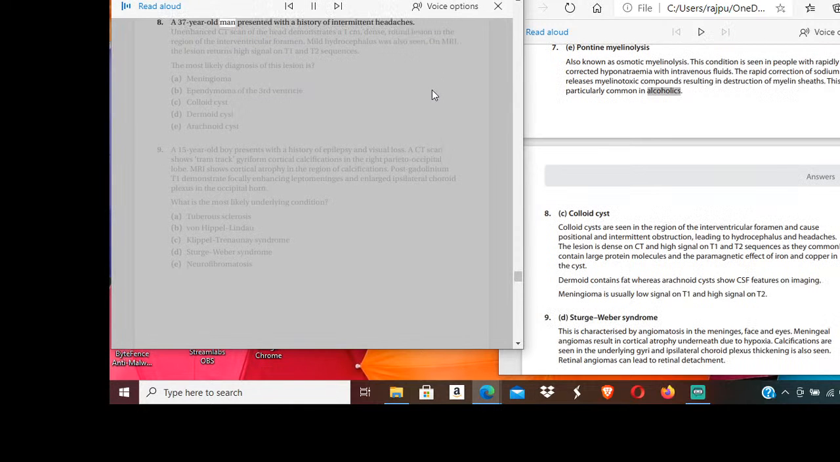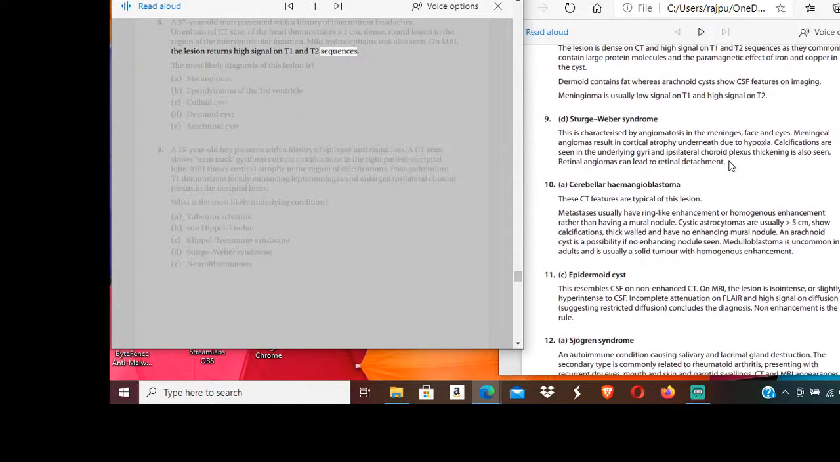8. A 37-year-old man presented with a history of intermittent headaches. An enhanced CT scan of the head demonstrates a 1 cm, dense, round lesion in the region of the interventricular foramen. Mild hydrocephalus was also seen. On MRI, the lesion returns high signal on T1 and T2 sequences.